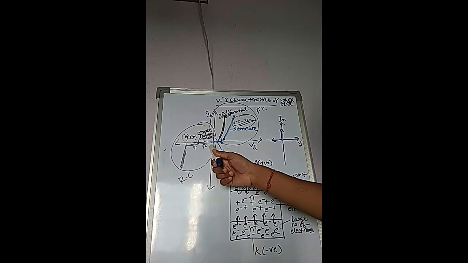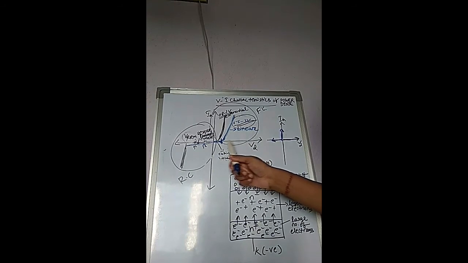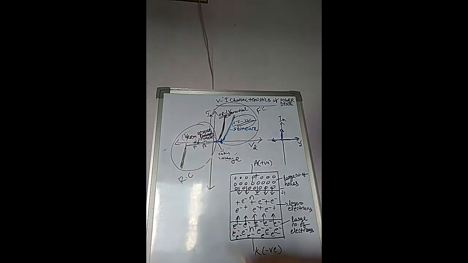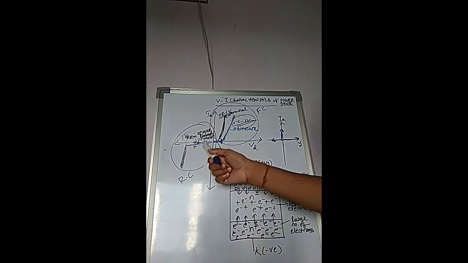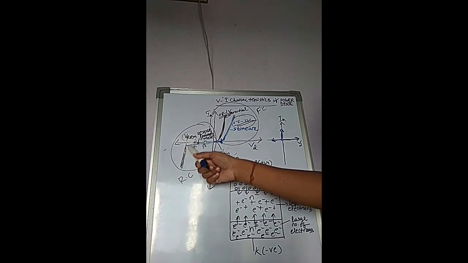So reverse leakage current increases slowly with the reverse voltage. See, this is the voltage axis. So by gradually increasing the voltage, the reverse leakage current increases slowly. And it increases up to which level? Up to this avalanche level. This point is known as the avalanche breakdown level.